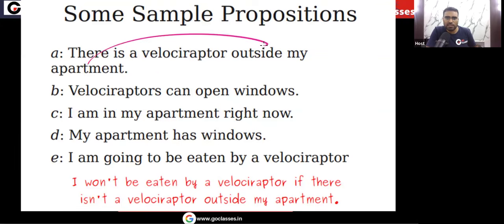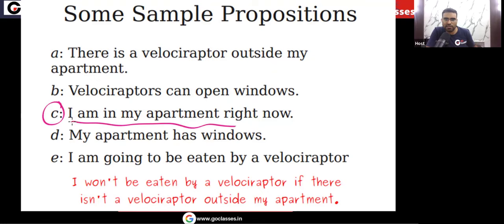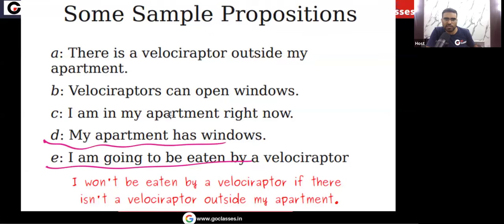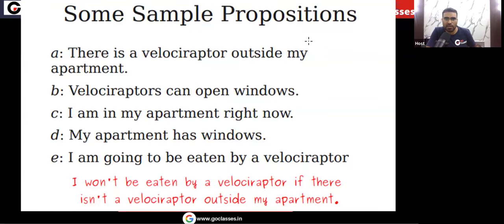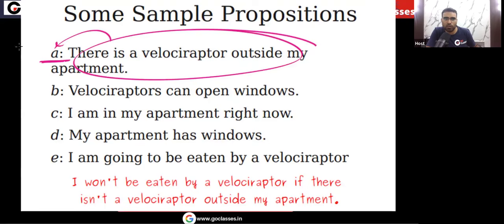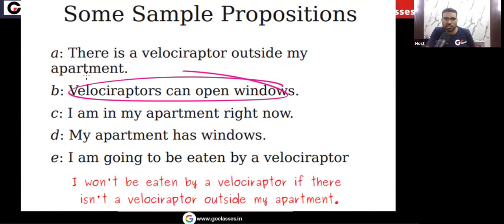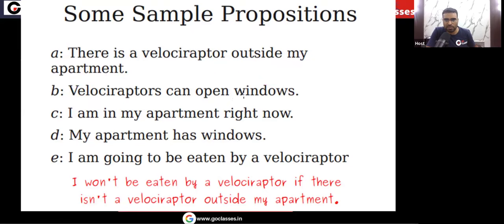You can see this statement we have, and we are representing it by propositional variable A. This statement we have represented by propositional variable B. This propositional variable is representing the statement: I'm in my apartment right now. Next, this is another statement, and this is another statement. So remember, 5 propositions are given to us. We have a total of 5 propositional variables. This proposition is represented by variable A, this one by variable B. So 5 propositions and 5 propositional variables.